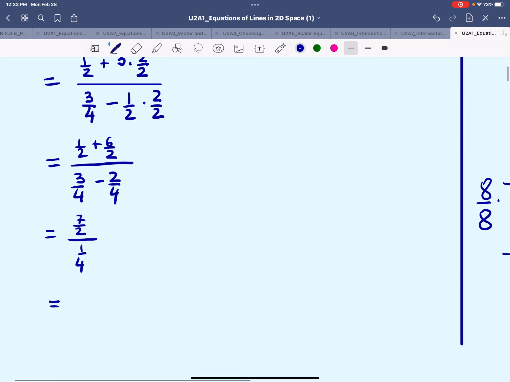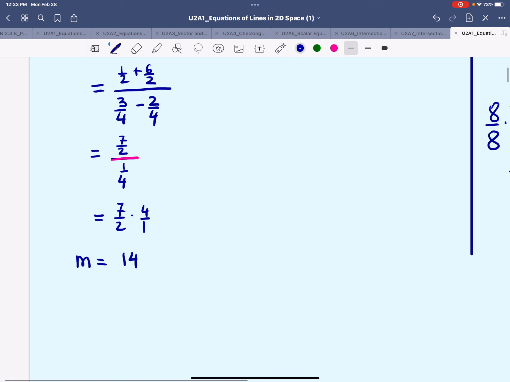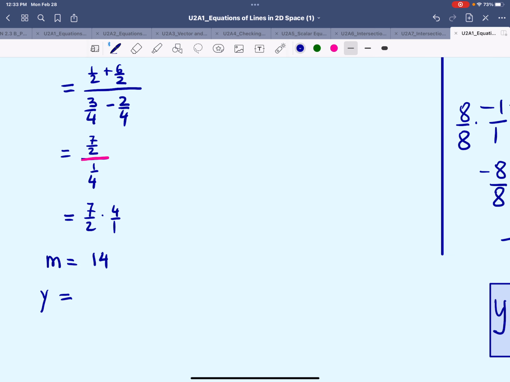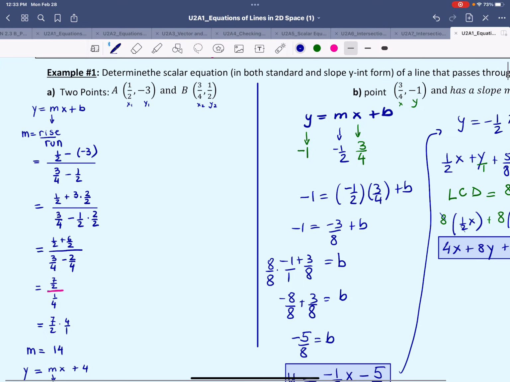And division here will turn into multiplication, which will flip the denominator. And that would be 7 over 2 times 4 over 1, which will leave us with a slope of 14. And now that we know the value of the slope, we're going to write the equation y equals mx plus b with a slope of 14. And we're going to pick any point in here in order to find the equation of the line.